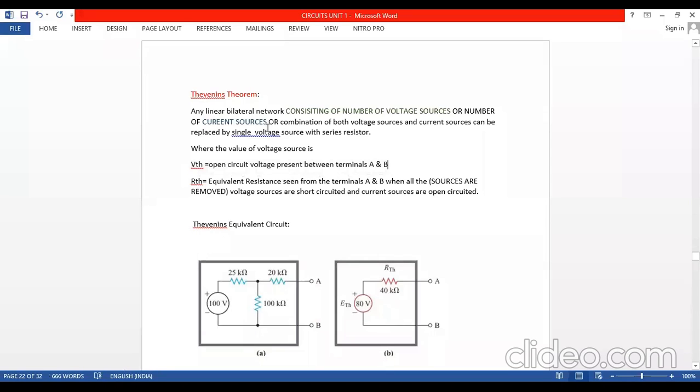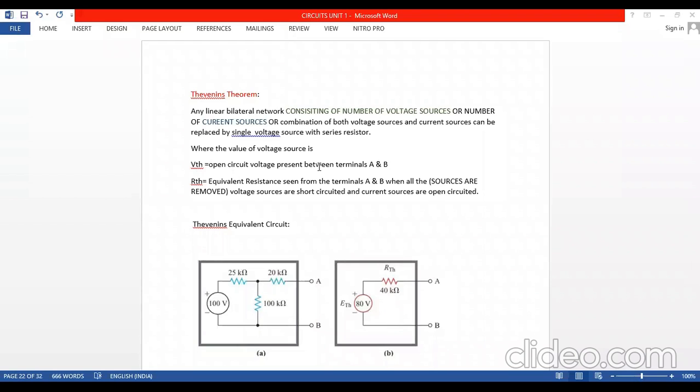So what Thevenin has mentioned to the world, any circuit can be converted into simple circuit. That simple circuit contains one voltage source. What is the value of the voltage source? Open circuit voltage present between terminals A and B. Sir, why you are calling open circuit? Because when the circuit is open, current is not present, only voltage is present. Is it clear, all of you? Open circuit voltage. Now let us go back.